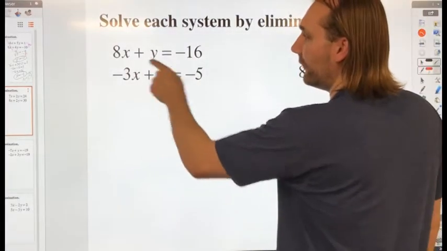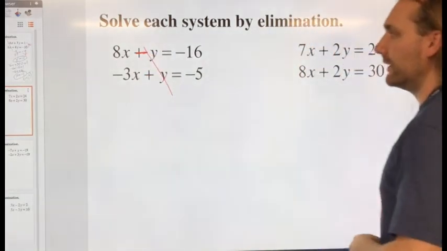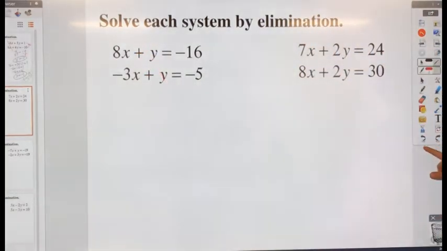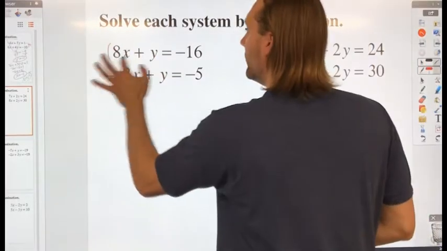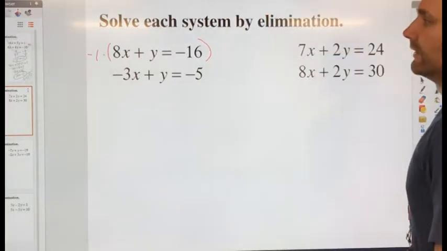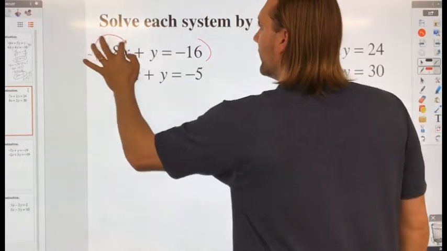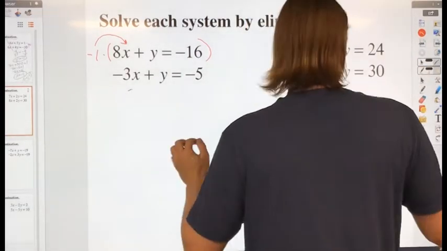So one of these, I need to flip the signs, because if I get a negative y and add them together, it'll cancel, right? Now you can't just change the sign of one thing. You have to multiply the entire thing by negative 1. So let's distribute. Negative 1 times 8x is a negative 8x.